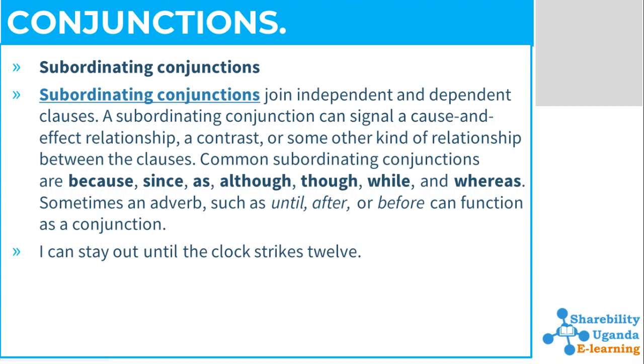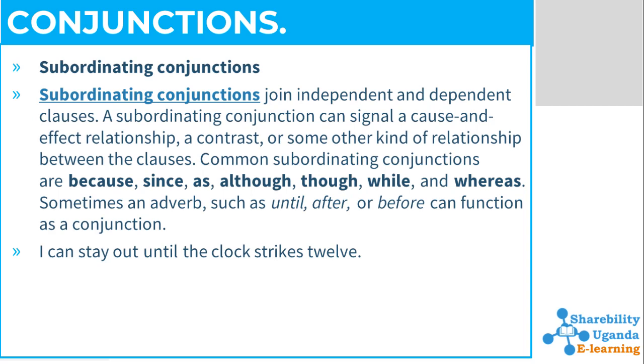Next, we shall look at subordinating conjunctions. This type of conjunction includes words like because, if, although, since, until, and while. A subordinating conjunction is used to introduce a dependent clause.